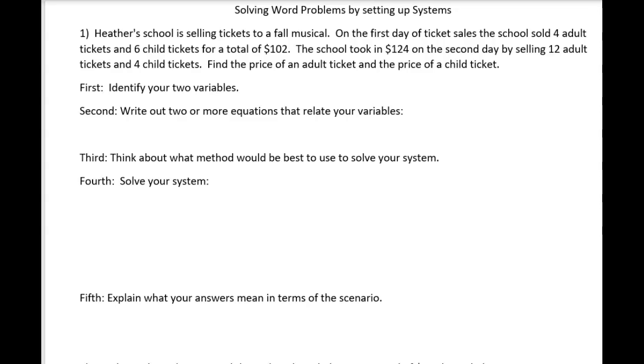Alright, so today's lesson is going to be solving word problems using systems of equations. There's a couple steps you're going to want to follow. The first step is read the problem and identify two variables.